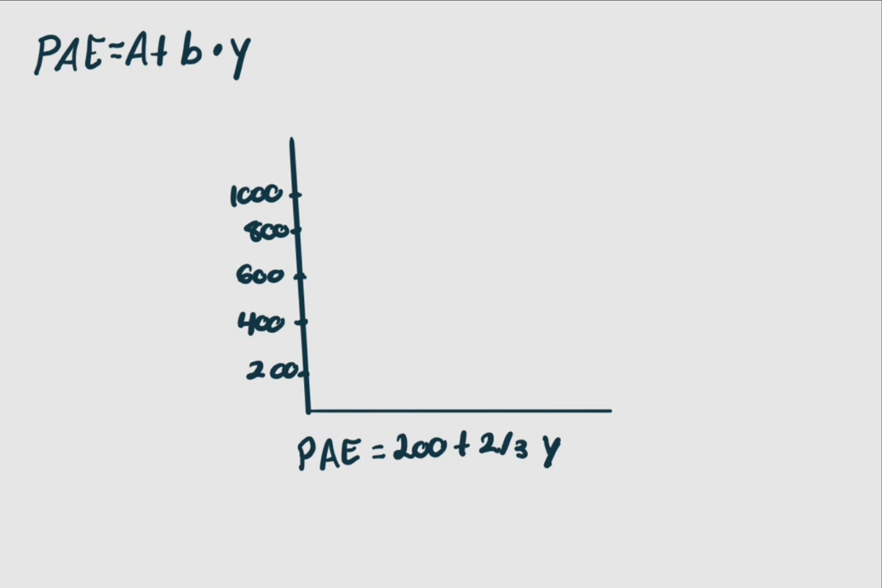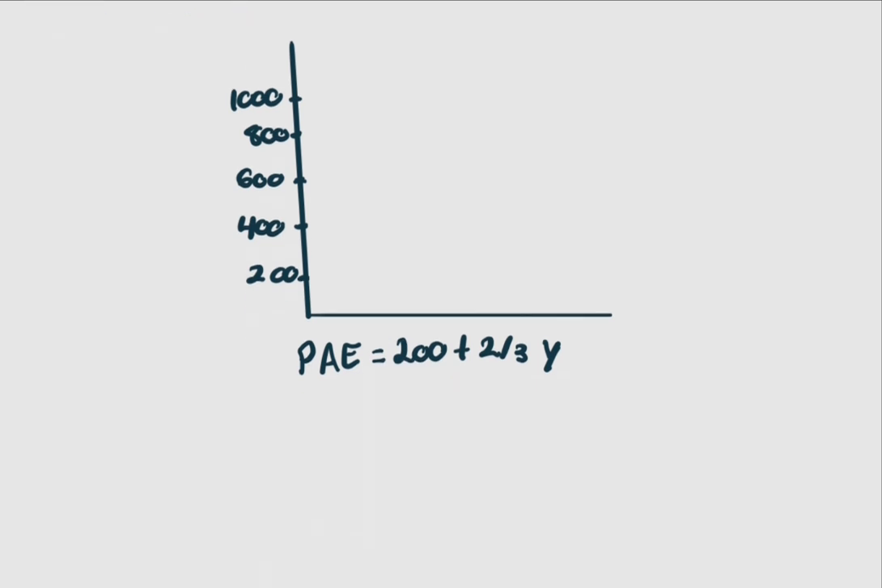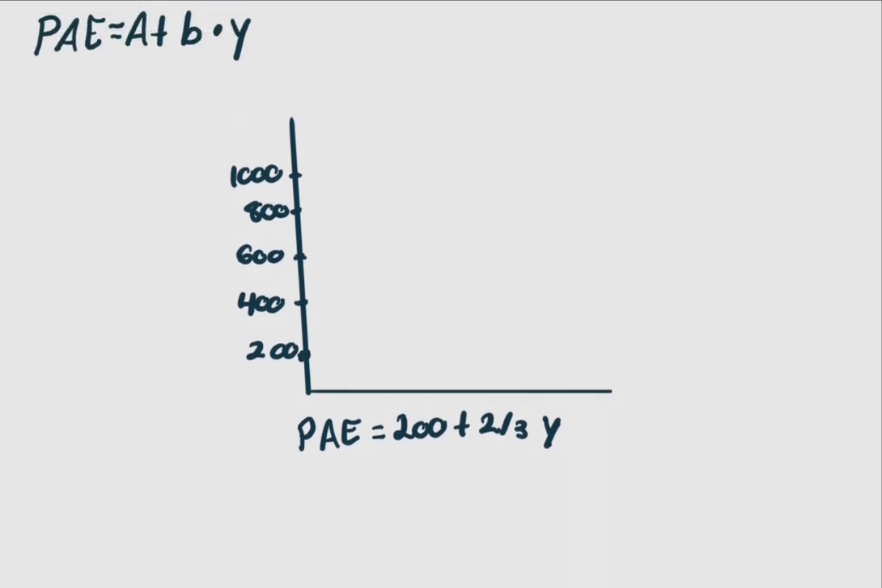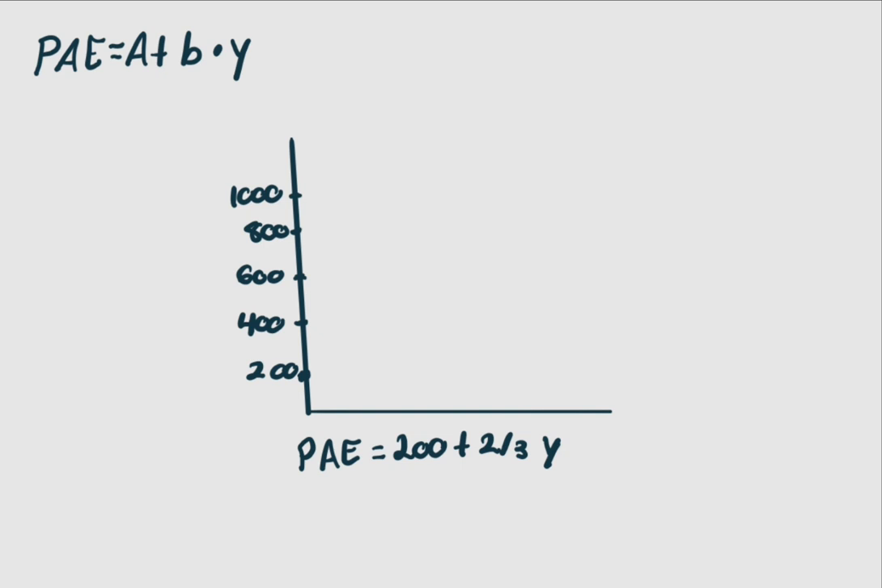We're going to look at this practice equation. So this is PAE equals 200 plus 2/3 times Y. First we're going to figure out what this 200, our autonomous expenditure, means. On the graph, this is our y-intercept. This is where we're going to start our aggregate expenditure line. And this 2/3 is our marginal propensity, also known as our slope. So this means that every time we rise by 2, we run by 3.